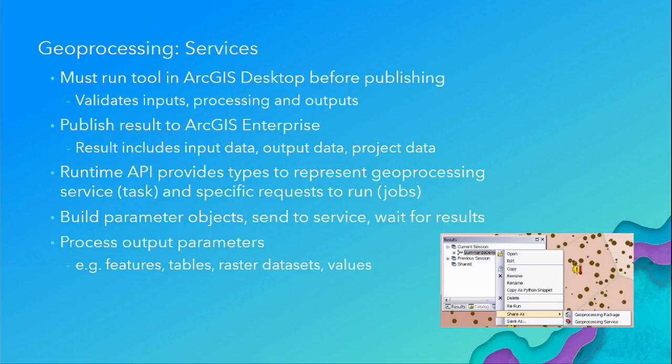And then the ArcGIS Runtime API provides types, classes, and methods to represent the geoprocessing service. It gets represented as a task within the API, and then specific requests to run instances of that task are considered jobs within the API. So the API has tasks which represent the service, and then jobs which represent specific executions of that service. And then the API has types to build up the parameters that you send to that service, and obviously the processing is done on the server side, and you get results back, and there are types to represent the results.